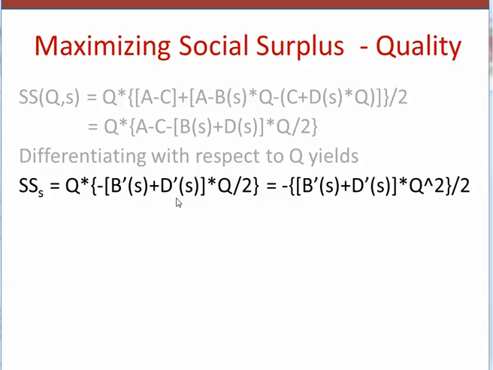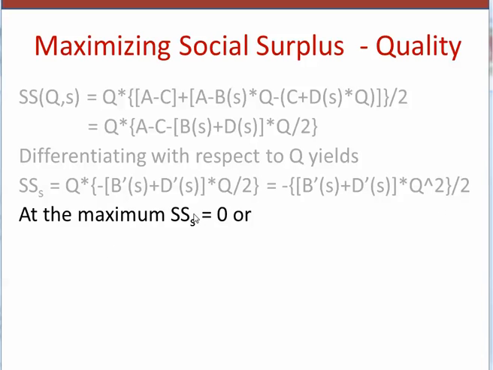We're differentiating with respect to S, and S enters here and here. B prime is the derivative of B with respect to S. D prime is the derivative of D with respect to S. So what you get is that this should equal 0. The derivative of social surplus with respect to S should equal 0. And that means that minus B prime plus D prime should equal 0. At the maximum of this function, its derivative is 0.